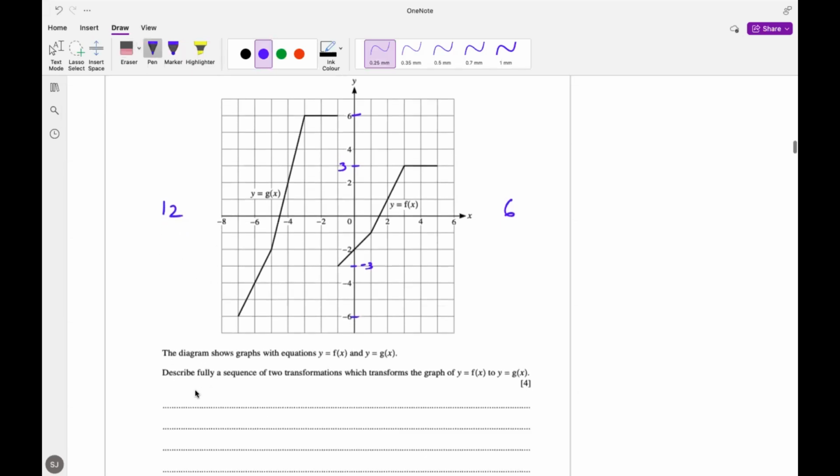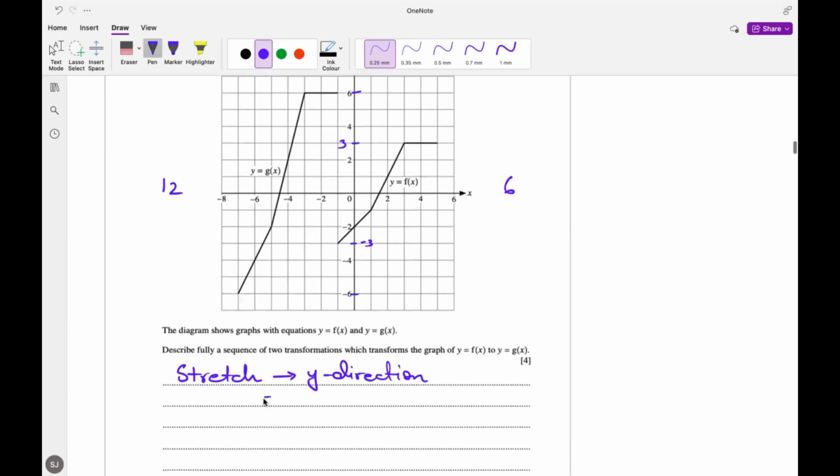So now we can see that the first step will be a stretch in the y direction, and as g of x was 12 in length and f of x was 6, the stretch factor will be 2.